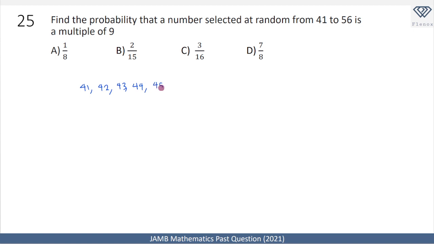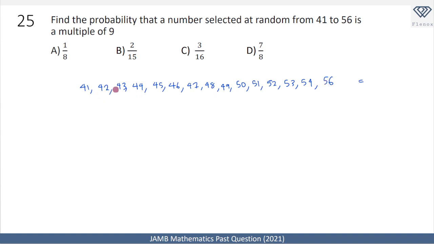45, 46, 47, 48, 49, 50, 51, 52, 53, 54, 55, and 56. So the point is, the total numbers that we can select at random is going to be all the numbers we have here, which is 1, 2, 3, 4, 5, 6, 7, 8, 9, 10, 11, 12, 13, 14, 15. Have I missed anyone?